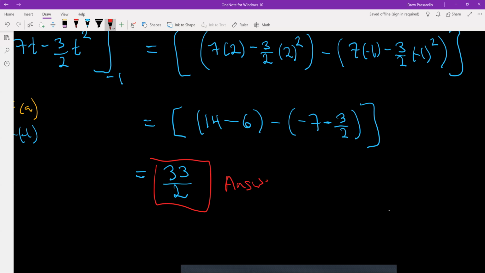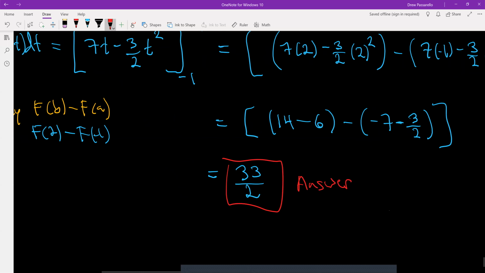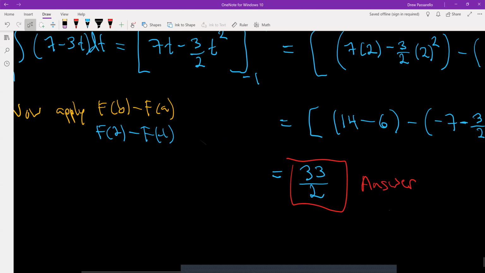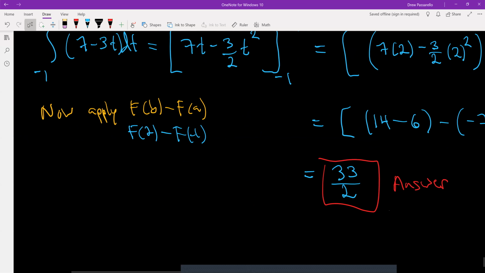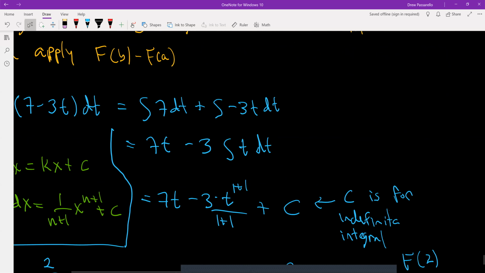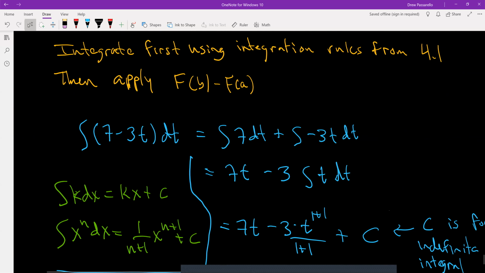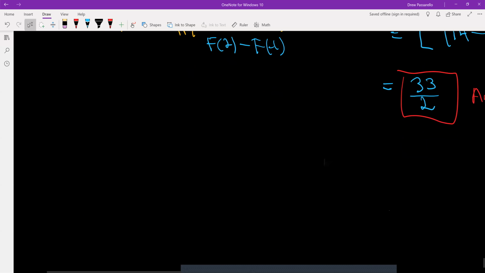All right, so the arithmetic part I'm leaving to you to do, but that's the answer, is 33 halves when you calculate 14 minus 6, then minus, and then -7 minus 3 halves. All right, so the pattern is I integrate, then apply the F of b minus F of a part. All right, so that's that one. Next one's number 13.